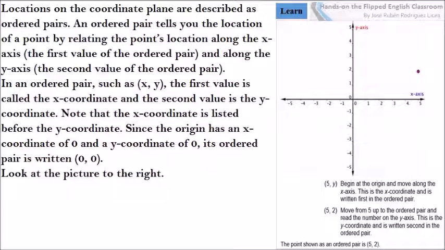Locations on the coordinate plane are described as ordered pairs. An ordered pair tells you the location of a point by relating the point's location along the x-axis, the first value of the ordered pair, and along the y-axis, the second value of the ordered pair. In an ordered pair, such as (x, y), the first value is called the x-coordinate and the second value is the y-coordinate. Note that the x-coordinate is listed before the y-coordinate. Since the origin has an x-coordinate of 0 and a y-coordinate of 0, its ordered pair is written (0, 0). Look at the picture to the right.